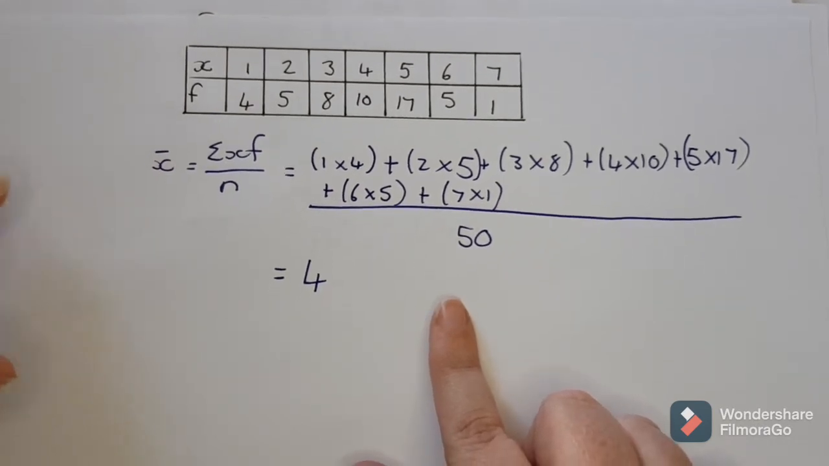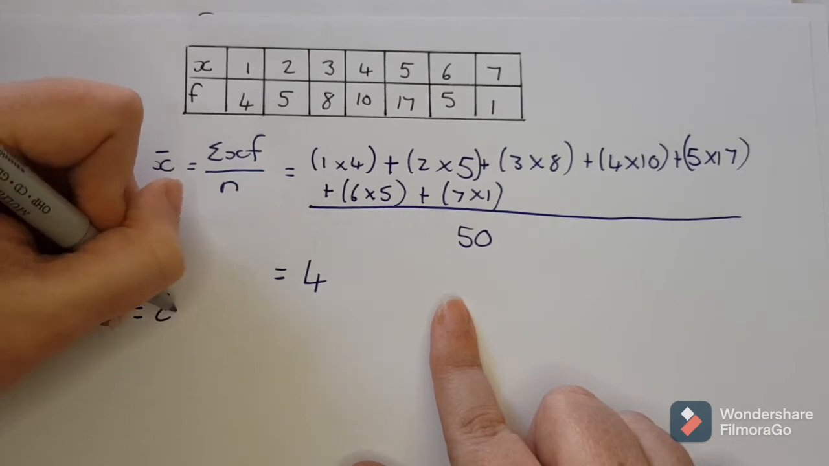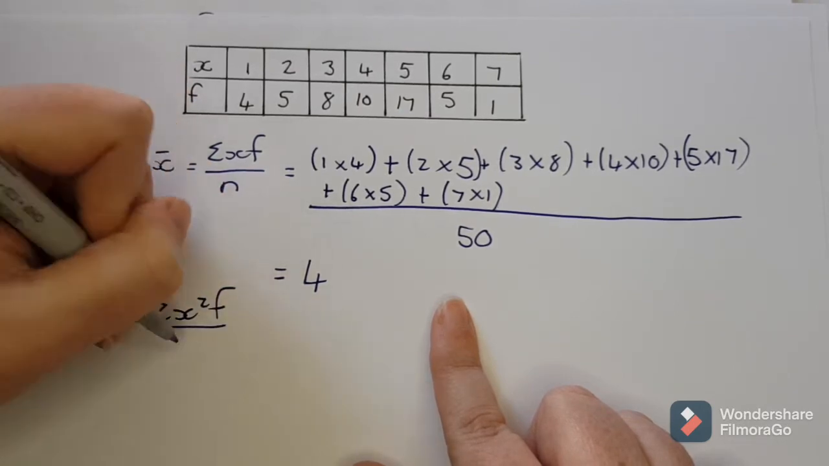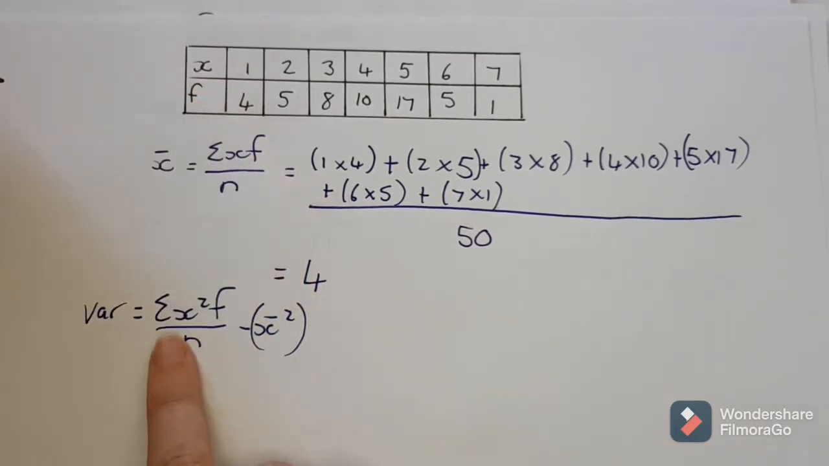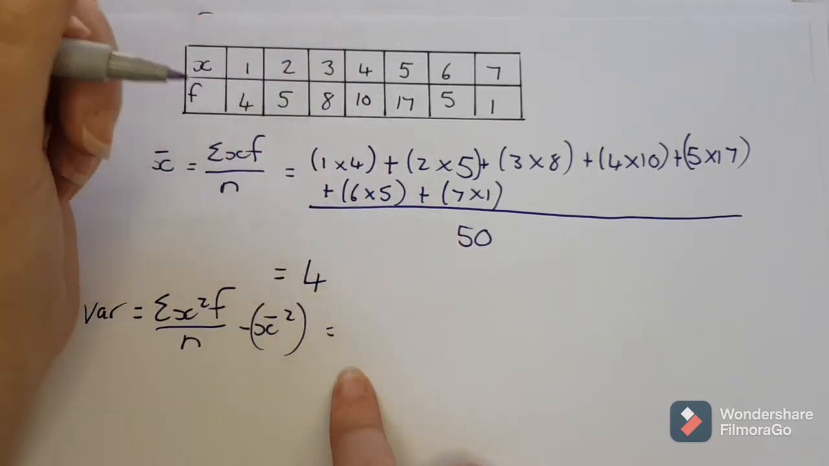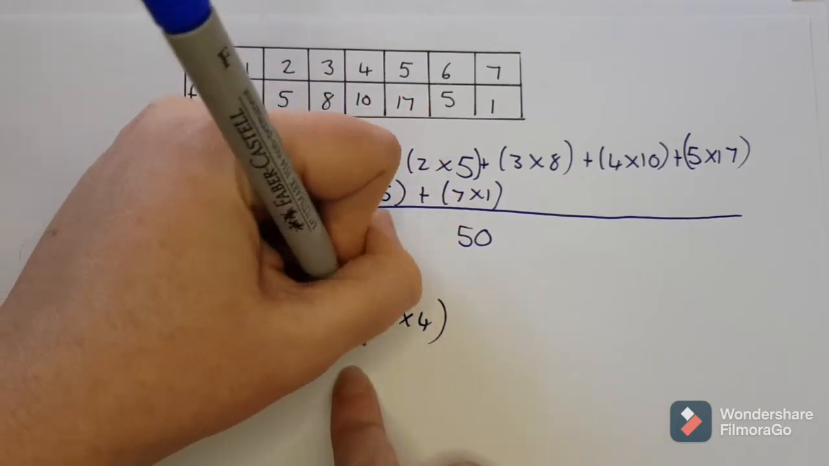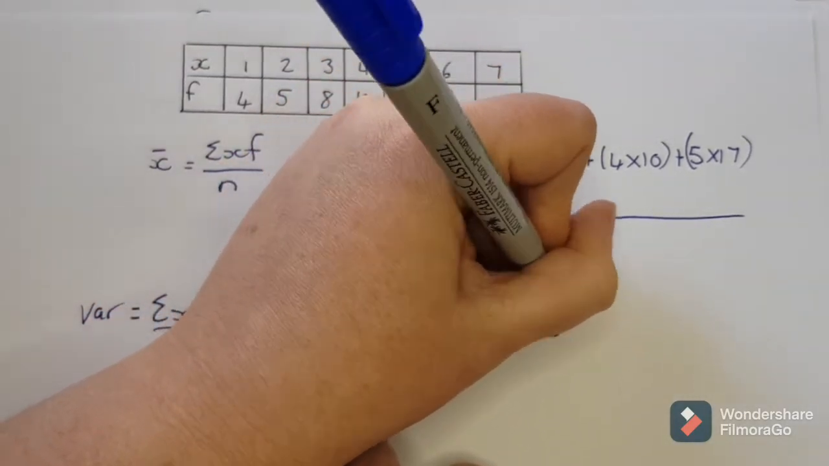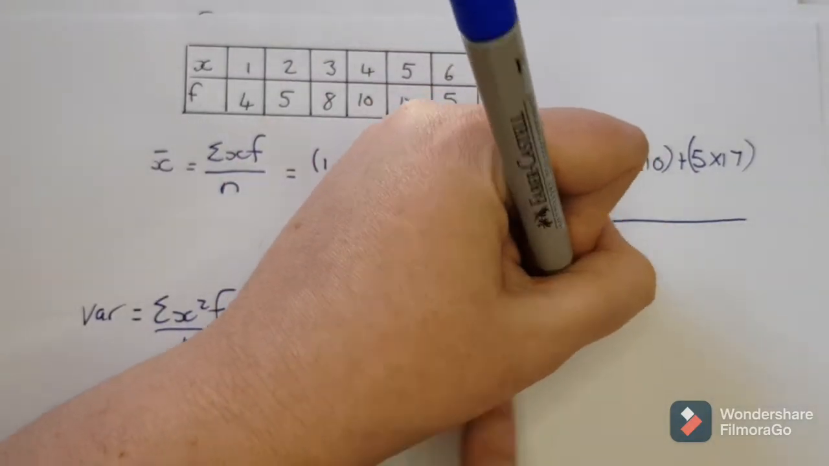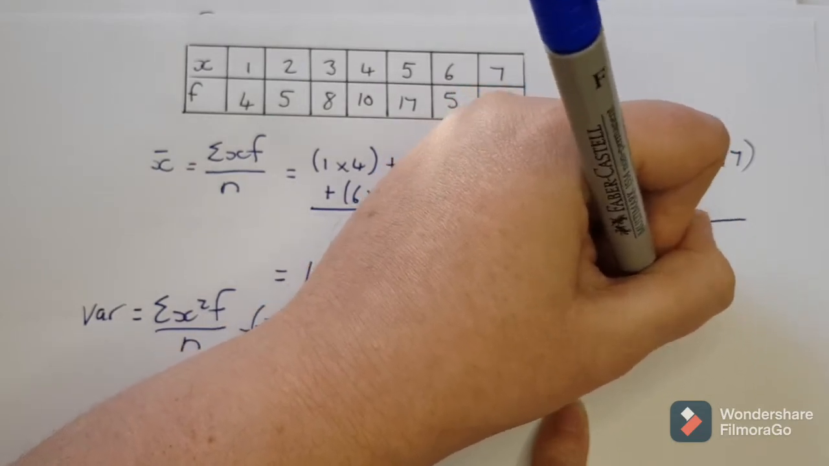And then for variance, we're going to do the same thing, but now it's the sum of x squared minus the mean squared. So we're first going to square each x value before we times it by the frequency. So we're going to say 1 squared times 4 plus 2 squared times 5 plus 3 squared times 8.